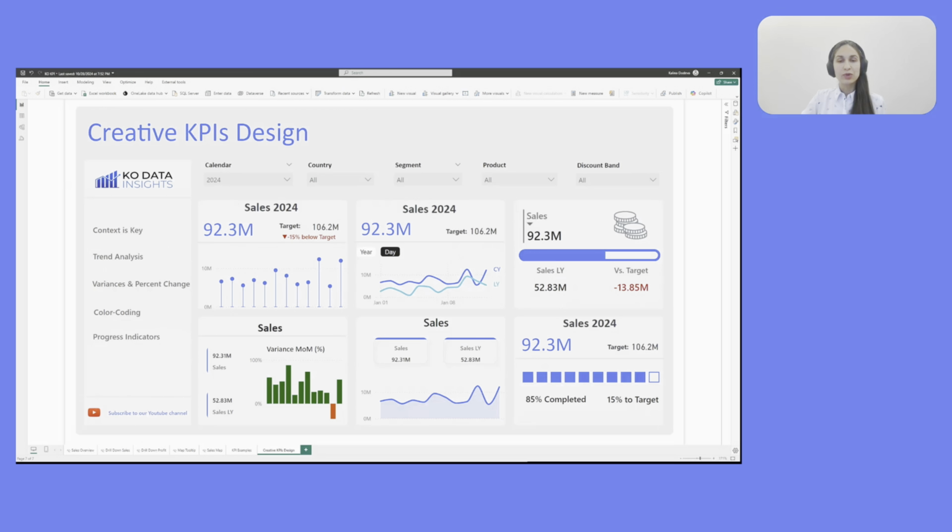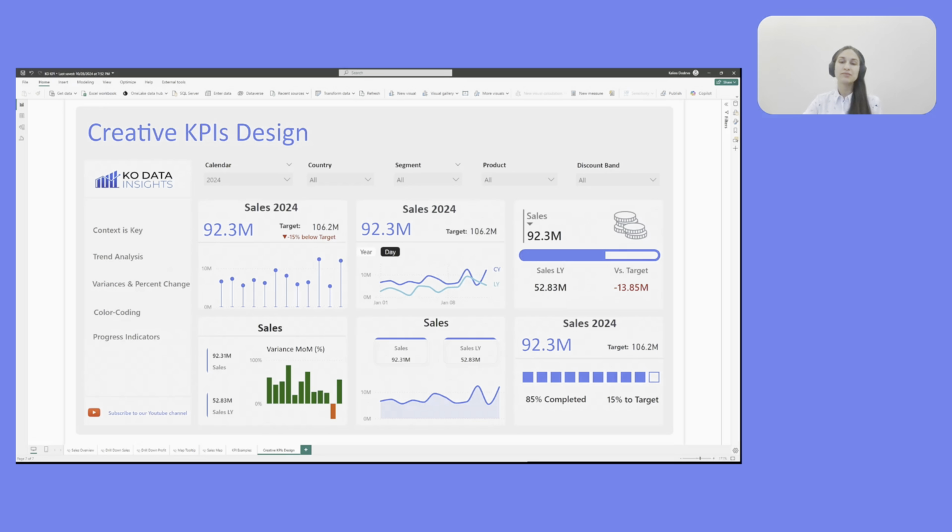Then the other important point when designing KPIs is to think about variances and percent change. So display how far your KPI is from the target or last year's performance. The variance, for example, of minus 13.8 million that I'm showing here, makes it clear that the performance is falling short of the goal, and showing the percentage change makes the indication even more actionable. For example, a 15% drop in sales compared to last year can drive immediate action to investigate why and probably make some adjustments.